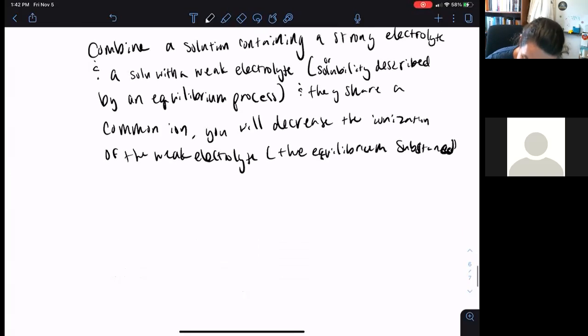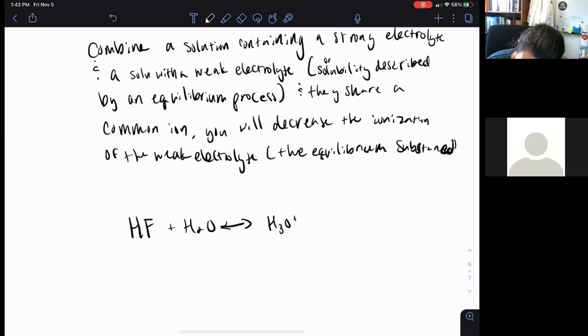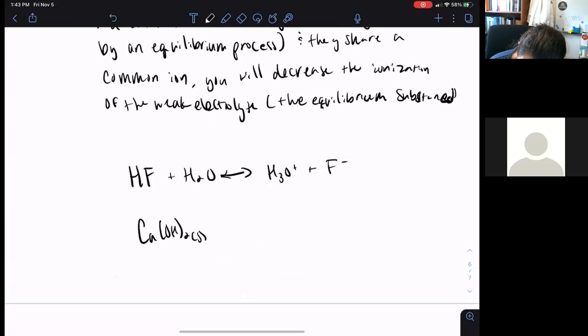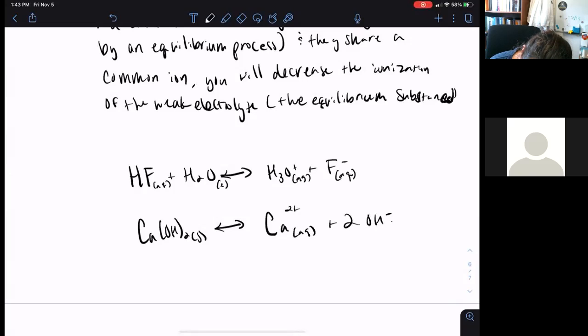We can look at this for a weak acid. Or we can look at this for a slightly soluble or insoluble salt. So either one of these are considered equilibrium processes.